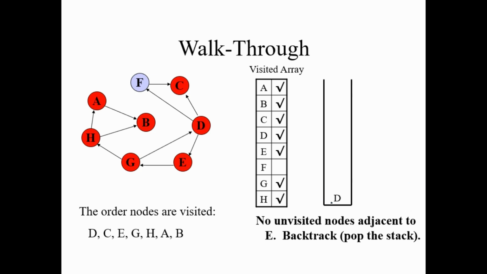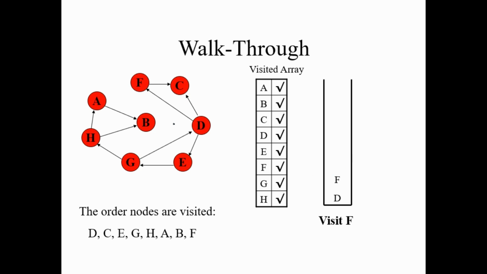And via backtracking we are back at D, and from D there is only one unvisited node, that is F, so we visit F and push it into the stack. From F we can only go one way, which is C, which is already visited, so we pop it out of the stack and we are back to D. Now no adjacent nodes are left that are not visited from D, so we pop it out.